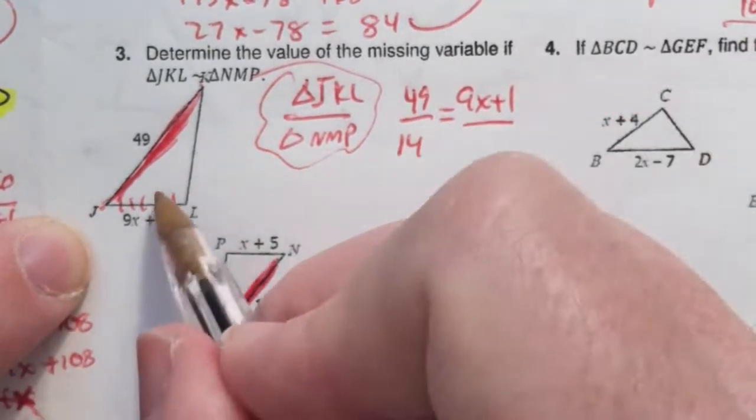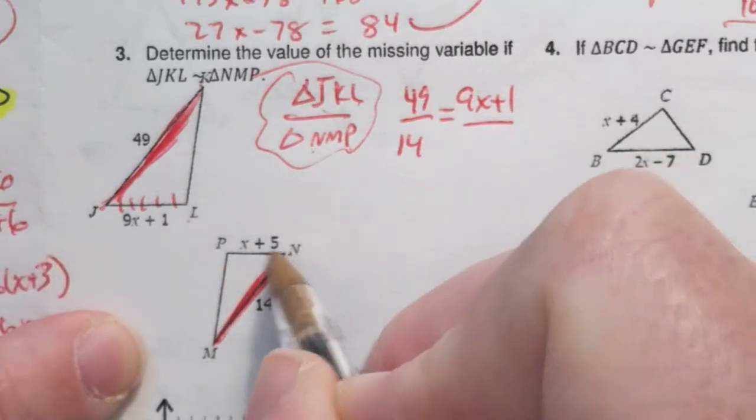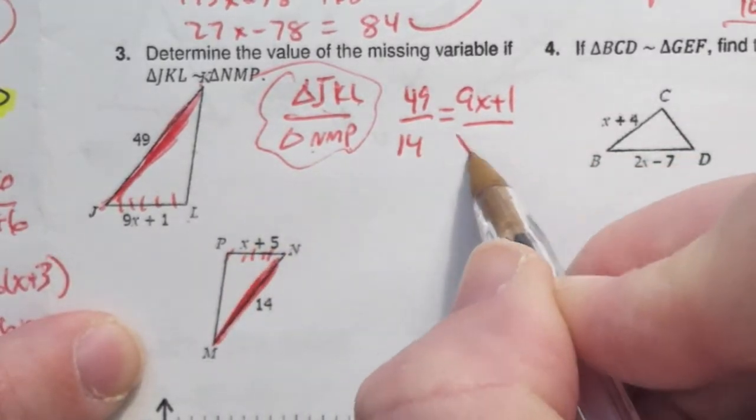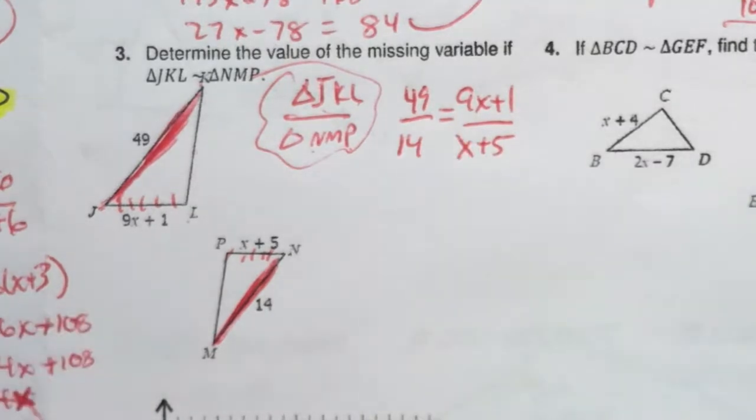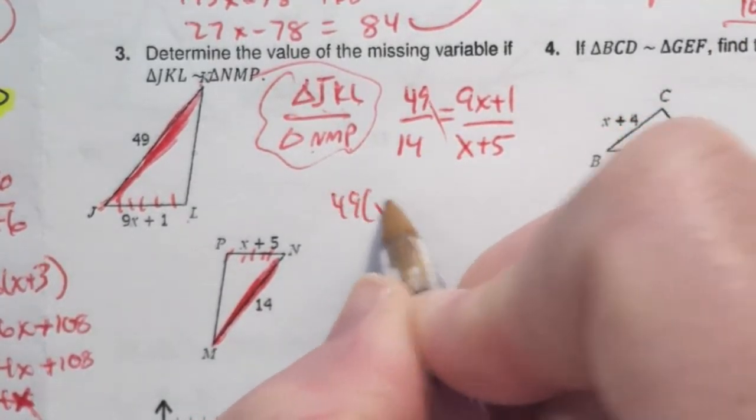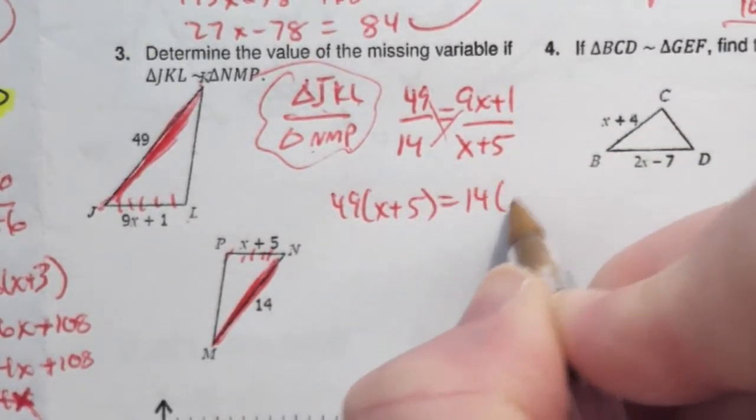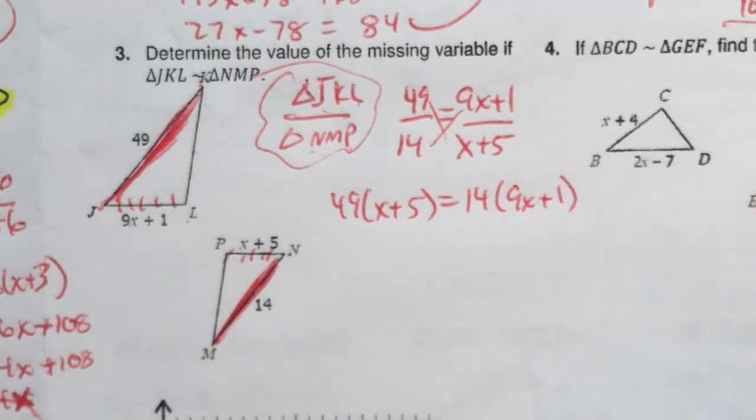And J to L matches up with what letters? N to P. N to P would be x plus 5. Okay, so now we're going to do our cross product. These two go together, so 49 times x plus 5 equals, these two go together, 14 times 9x plus 1.